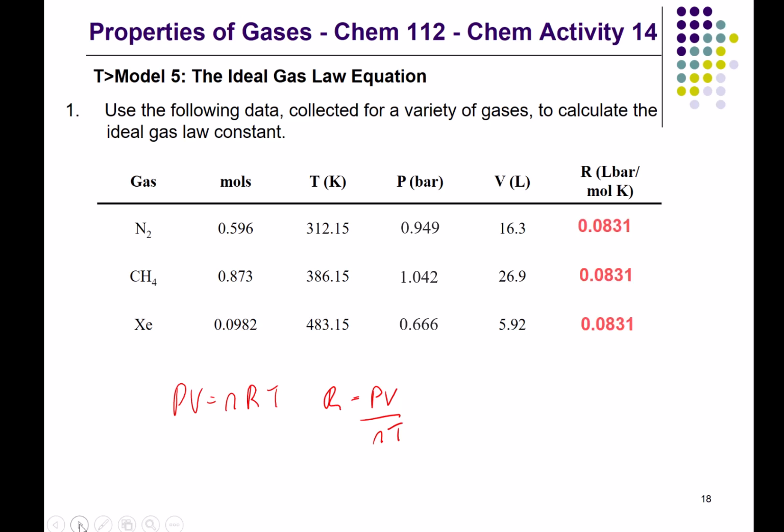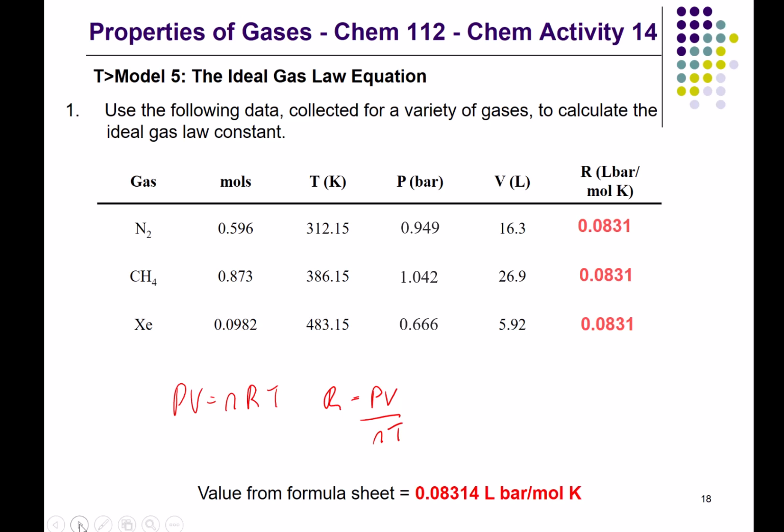Now the value that's given on your formula sheet is this 0.08314. And note this number definitely has units, and this is actually quite important. So 0.08314 liter bar per mole Kelvin. The ideal gas law constant can be expressed differently depending on the units that we use.